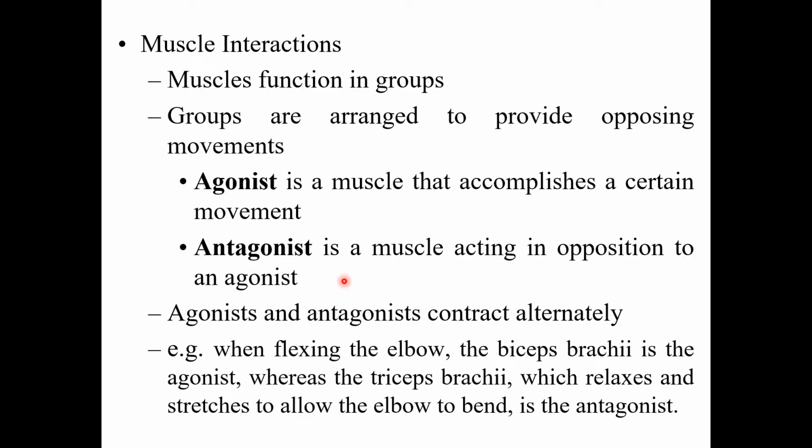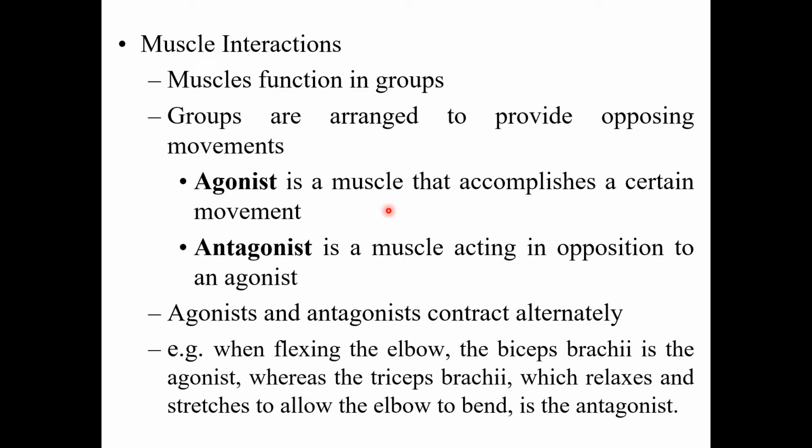So we also have what you call the muscle interactions. Muscles function in groups. Groups are arranged to provide opposing movements. One is agonist, the second is the antagonist. Agonist is a muscle that accomplishes a certain movement. Siya yung nag-a-accomplish ng movement na yon. For example, biceps brachii flexes or bends the elbow. So pag nag-bend ka ng elbow, ang agonist mo ay si biceps brachii.